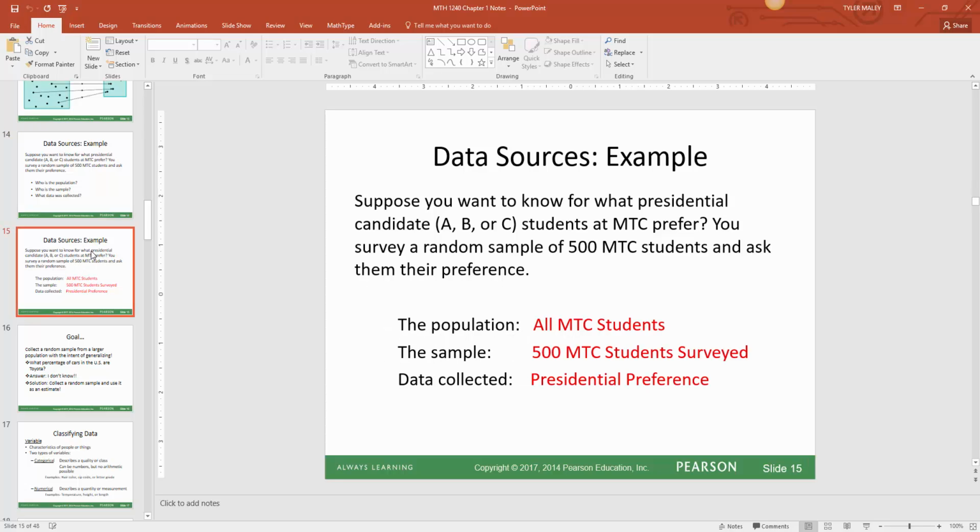With this, the population is all Marion Tech students. That's who we're trying to generalize to. The sample is the 500 MTC students that we surveyed, the random sample of 500 students. Then the data that we're collecting is your presidential preference. Do they prefer A, B, or C?